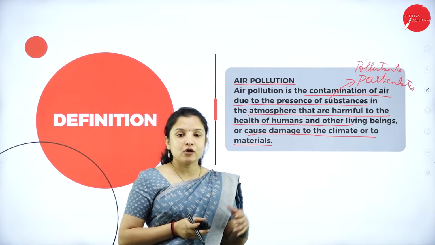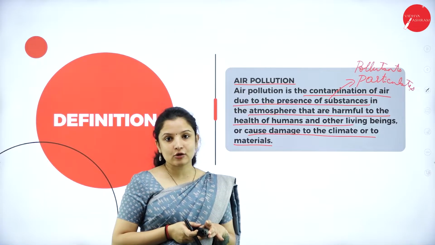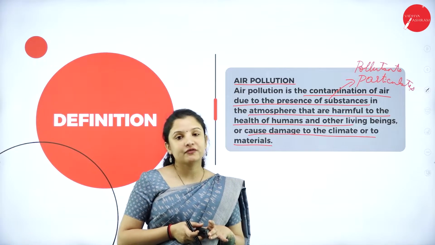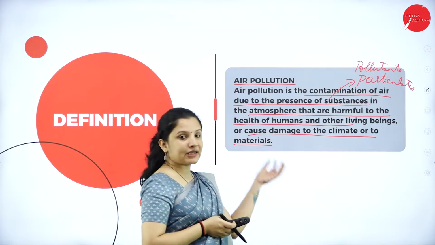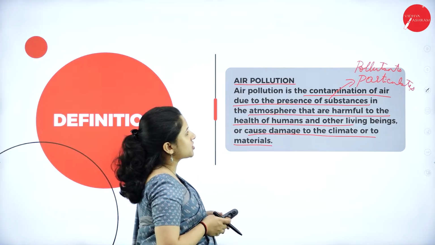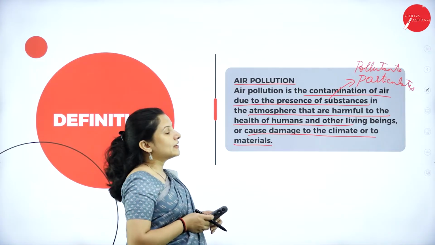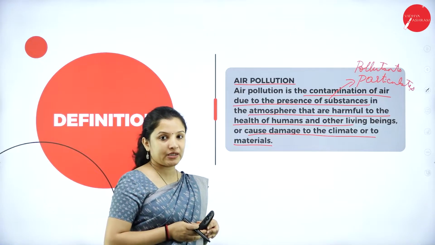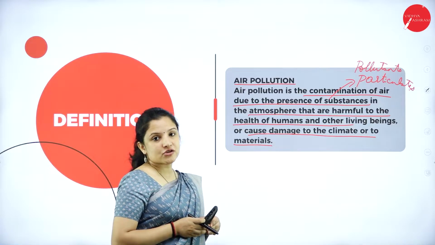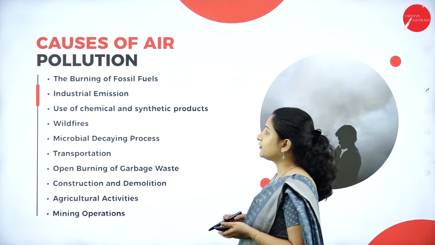Materials means, we all know what happens because of air pollution, right? The best example that we can take is the Taj Mahal. How the color of the Taj Mahal is deteriorating because of air pollution. So therefore, it can affect materials as well. So overall, air pollution is the contamination of air due to the presence of substances in the atmosphere that are harmful to the health of human beings and other living organisms, or that can cause damage to the climate and also to the materials.